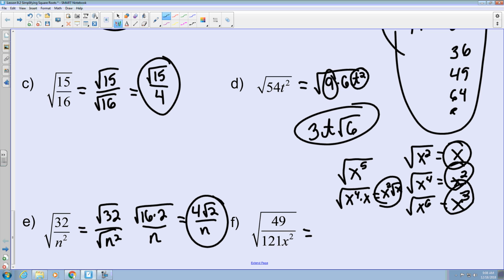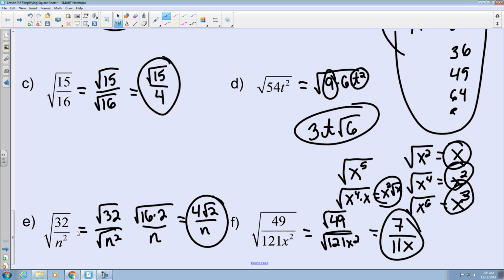For F, this one's nice because all of them are going to be taken out of the square root, because 49 is a perfect square number, 121 is a perfect square number, and the x squared will be able to be taken out. So the square root of 49 is 7, the square root of 121 is 11, and the square root of x squared is x.